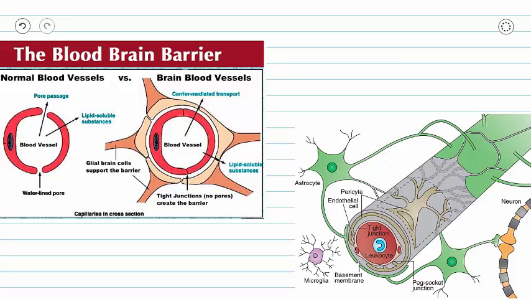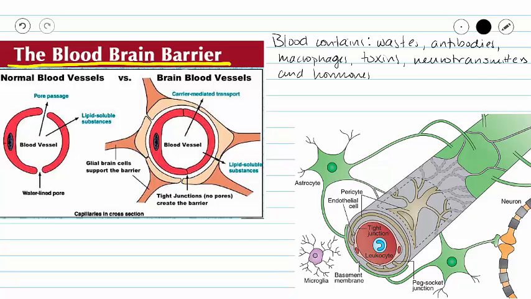This video will be a continuation in our series on the brain, and this video will cover the blood-brain barrier. Blood contains wastes, antibodies, macrophages, toxins, neurotransmitters, and hormones that can affect the function of our neurons. And so we need to make sure that we can control the composition of our CSF and prevent these substances from triggering responses in neurons that were not commanded by the brain or incoming input.